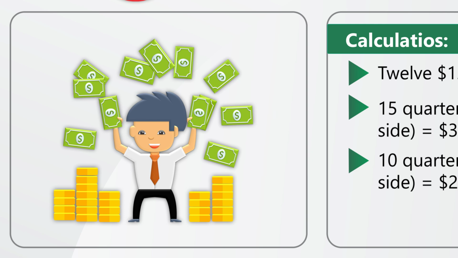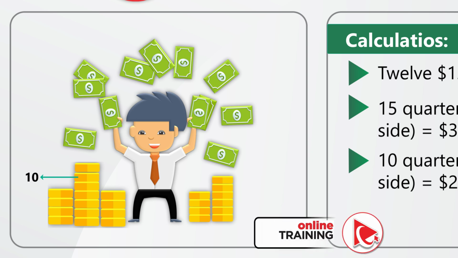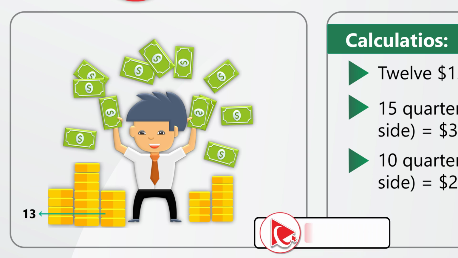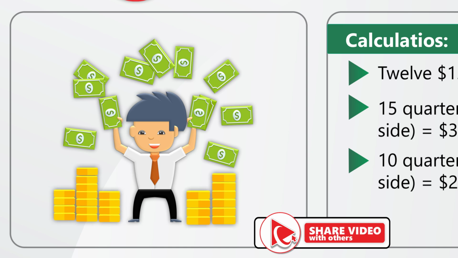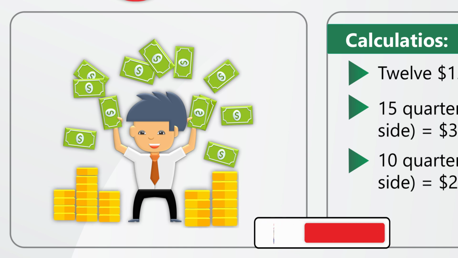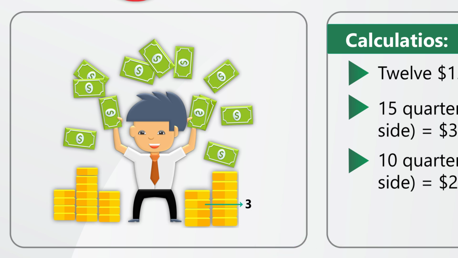Now let's do the same thing for the quarters. Let's start with the left side, which has 15 quarters. 1, 2, 3, 4, 5, 6, 7, 8, 9, 10, 11, 12, 13, 14, and 15. And now let's do the same thing, but for the right side, which has 10 quarters. 1, 2, 3, 4, 5, 6, 7, 8, 9, and 10.